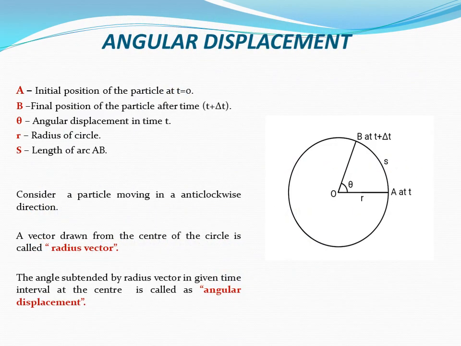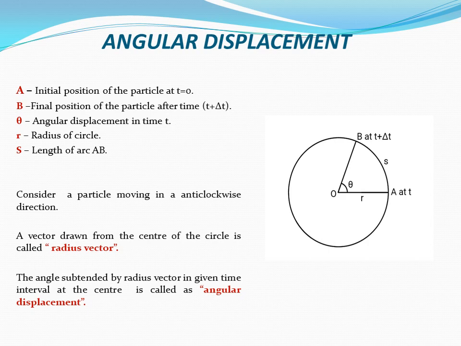Now, whenever we consider linear motion, the word displacement is related with it. But in case of circular motion, the related word is angular displacement. So, we discuss here how to define angular displacement. In the given figure, O represents the center of the circle, R is the radius of the circle, and points A and B represent the positions of the particle.